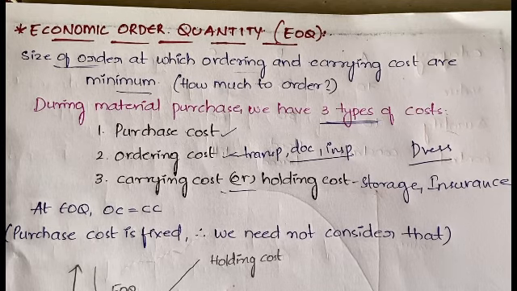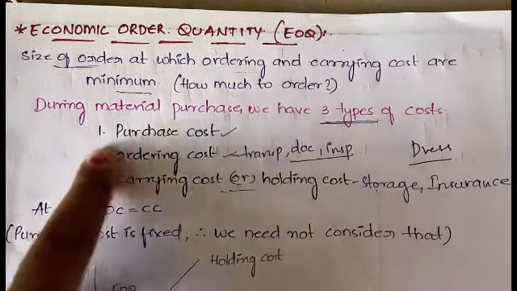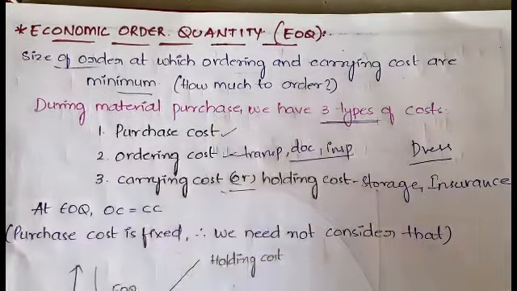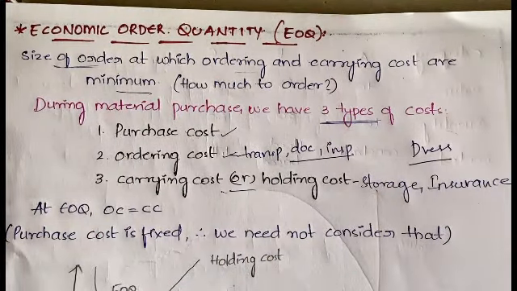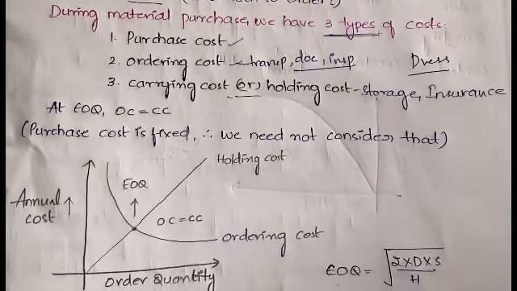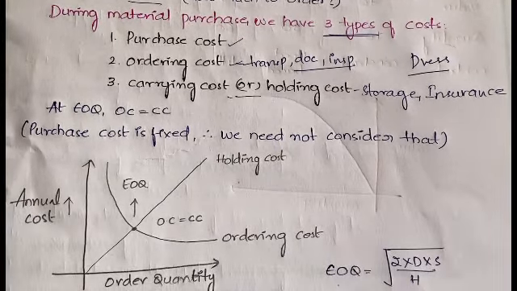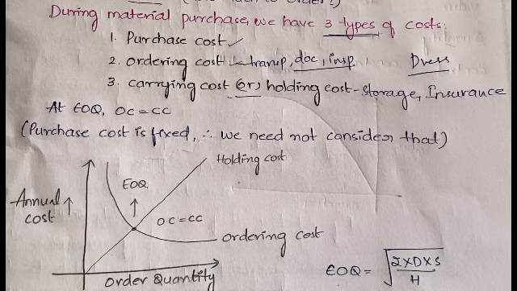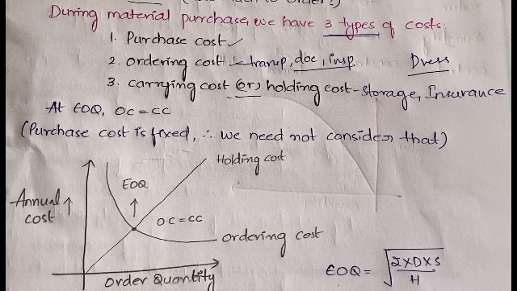So what do you mean by economic order quantity? Both ordering cost and carrying cost should be minimum; how much you should order so that both of them are minimum is called the economic order quantity. In economic order quantity, our ordering cost and carrying cost will be equal, and both of them will be minimum. And we need not consider the purchase cost, because the purchase cost is fixed.